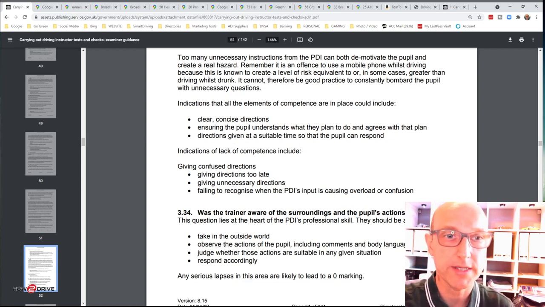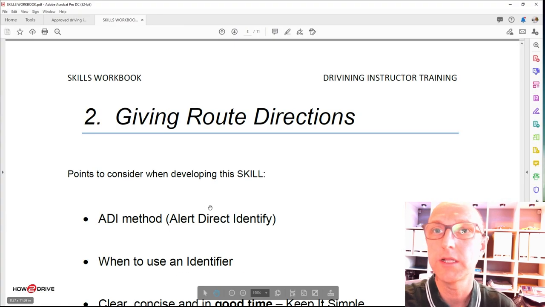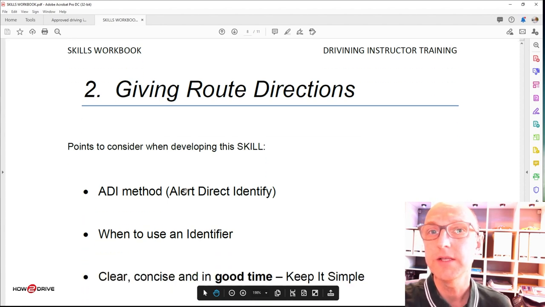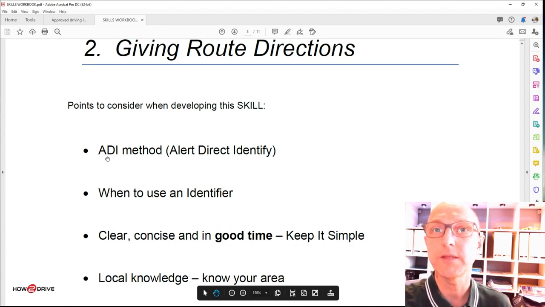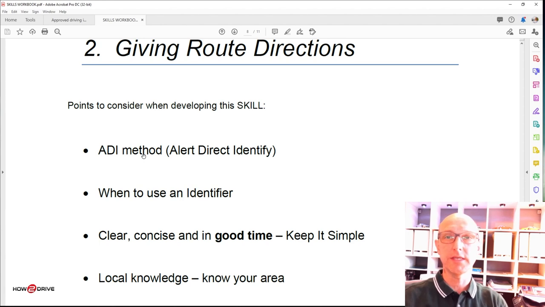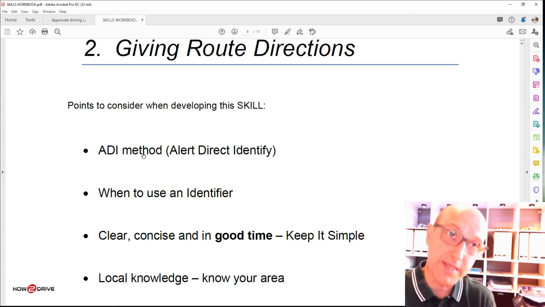So let's go back to my little agenda. So yeah, let's start talking about the method, the ADI method. This is the alert, direct, identify method. This is what the examiners will use.